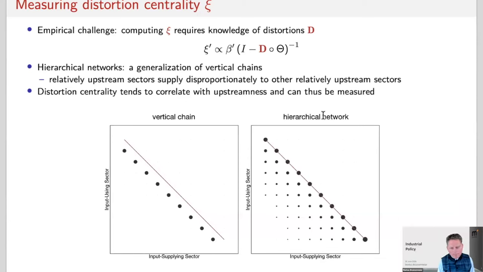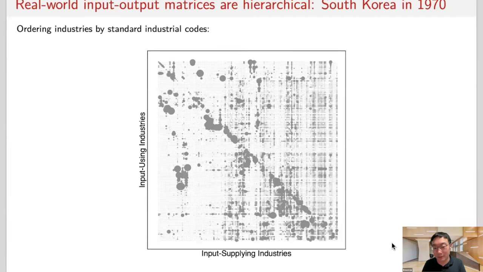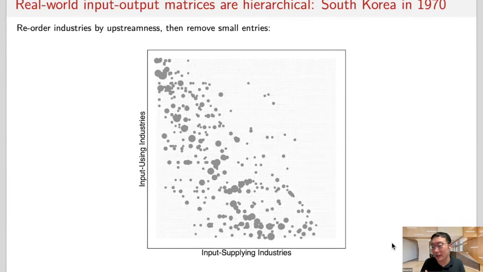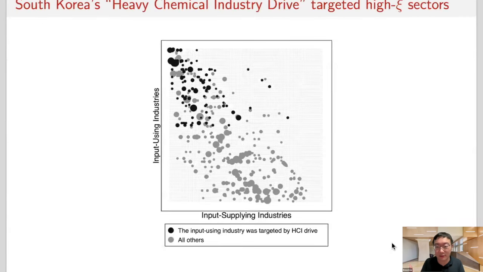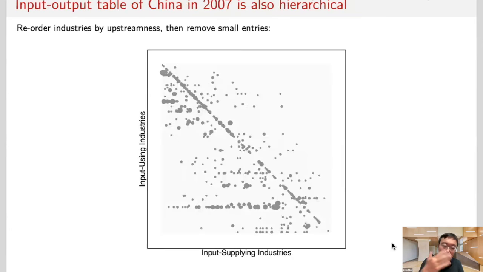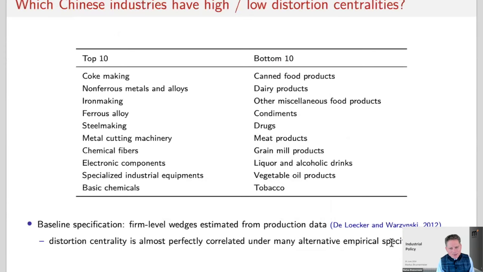So this is a figure of the hierarchical network, but if you remember the South Korea input-output table from the very beginning, it looks a lot like the hierarchical network, and South Korea targeted all the right sectors in some sense. Okay, this is the hierarchical network illustration using China's input-output table in 2007. It's also fairly hierarchical, and in the case of China, can you go back to China's?